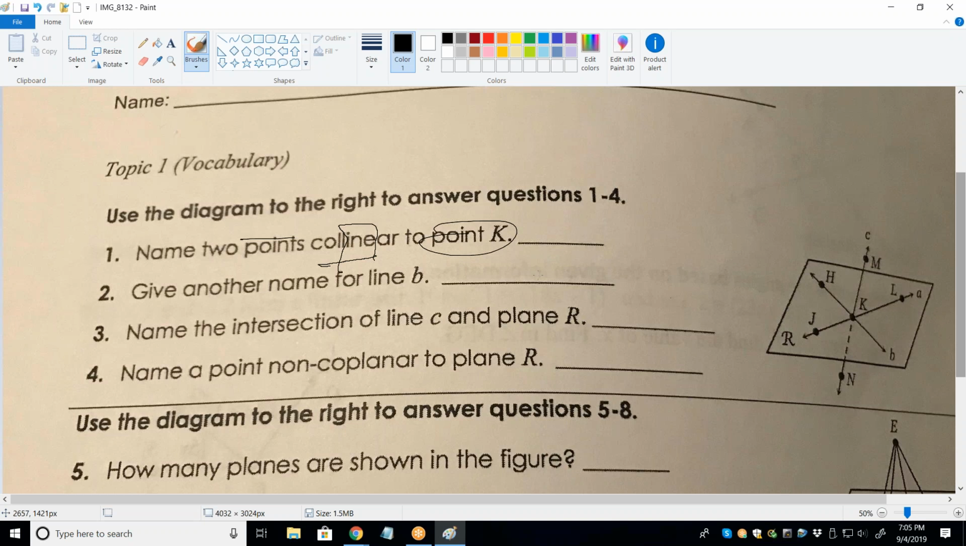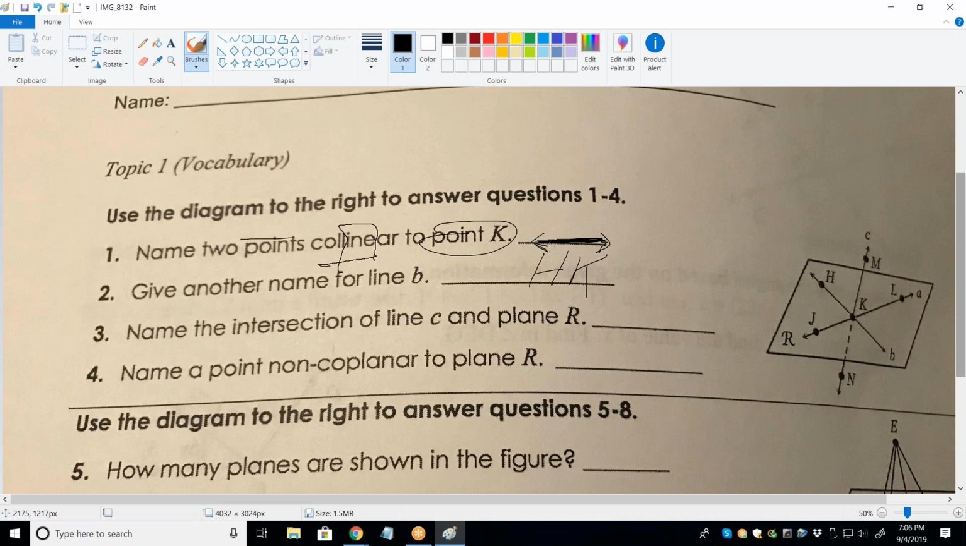I think maybe this. Oh yeah, you need that above it, yeah. I'm not sure exactly what they're looking for there. What other name could we give it? We could give it HK. They've already given it line B. The thing is that, okay, here's the way it works. Line HK is another name for line B.